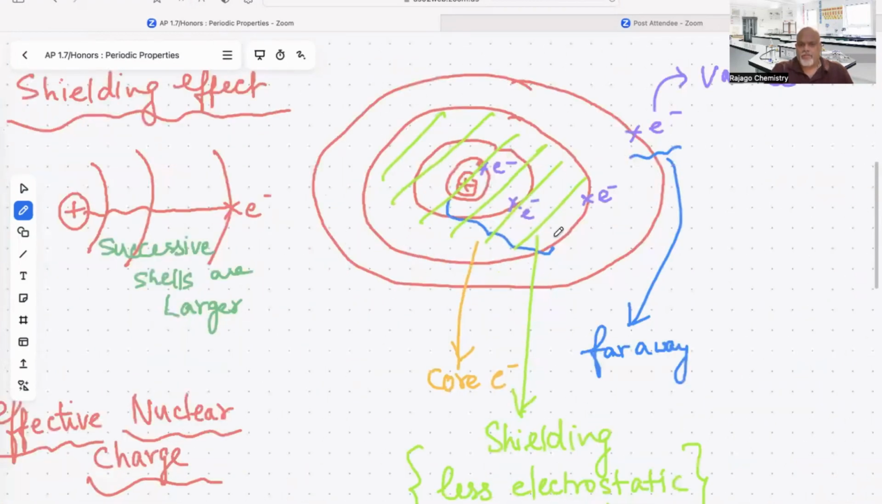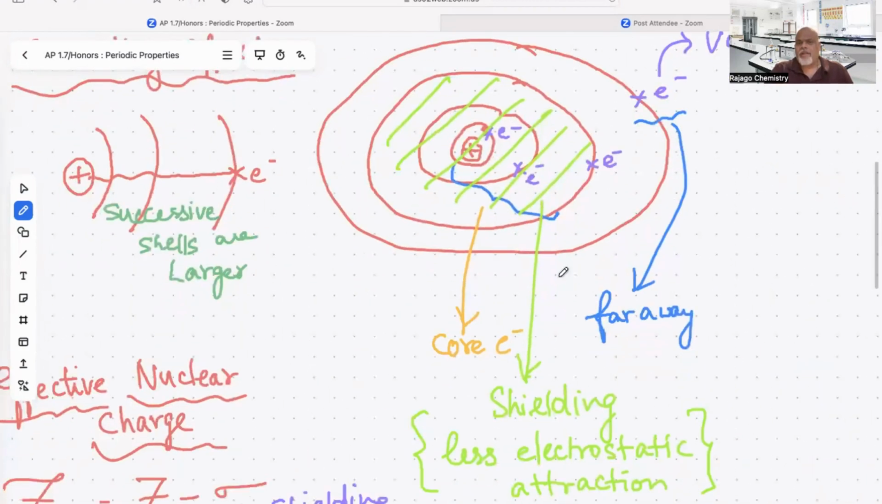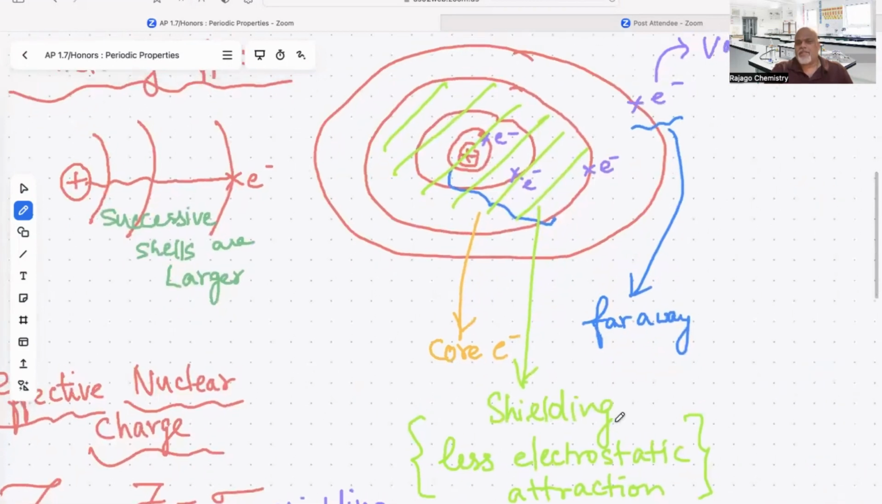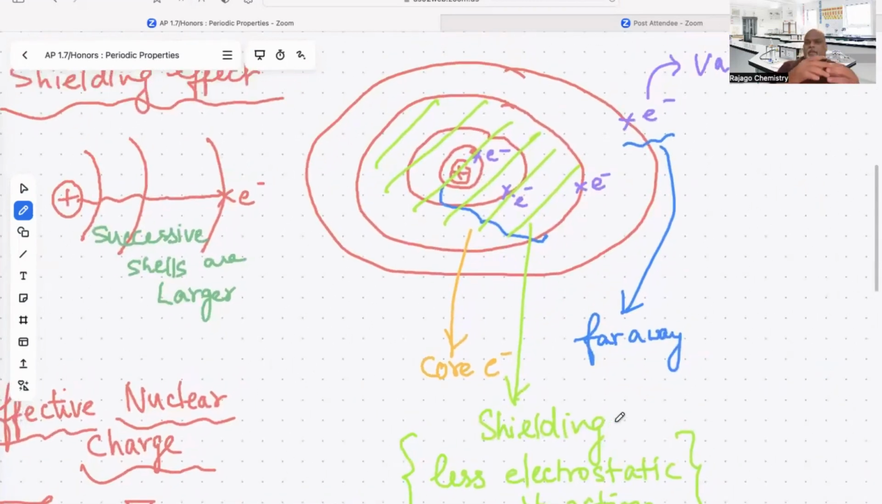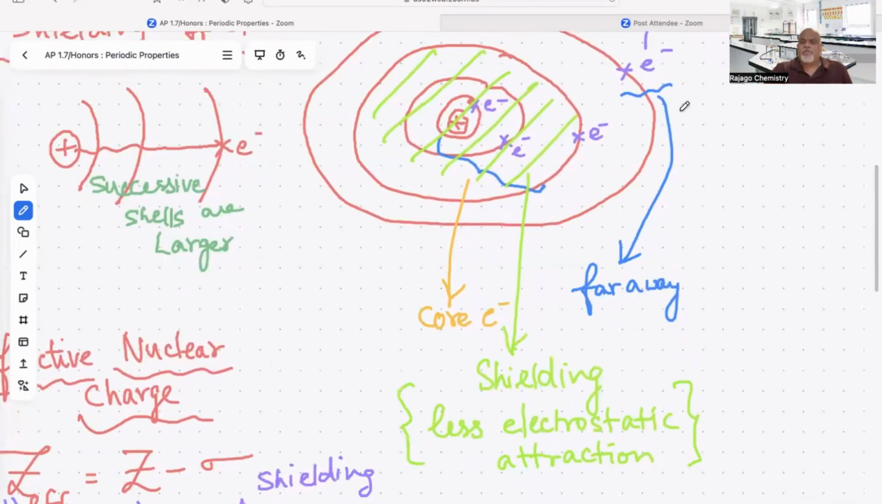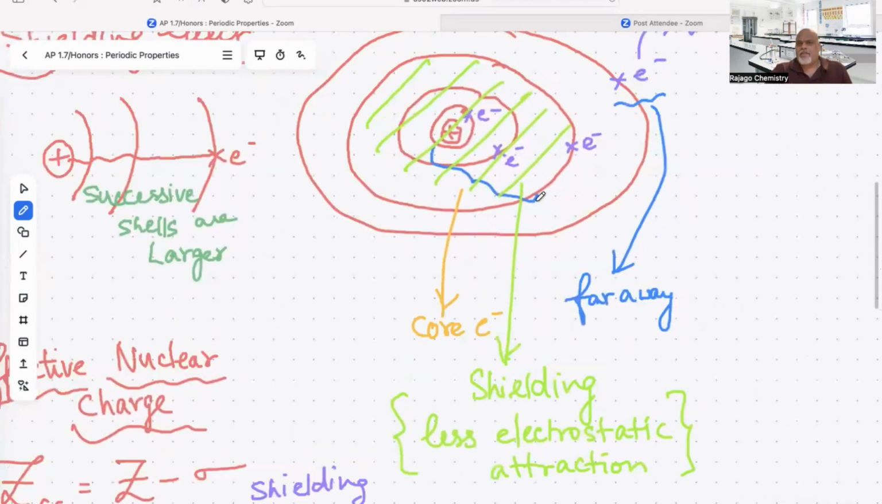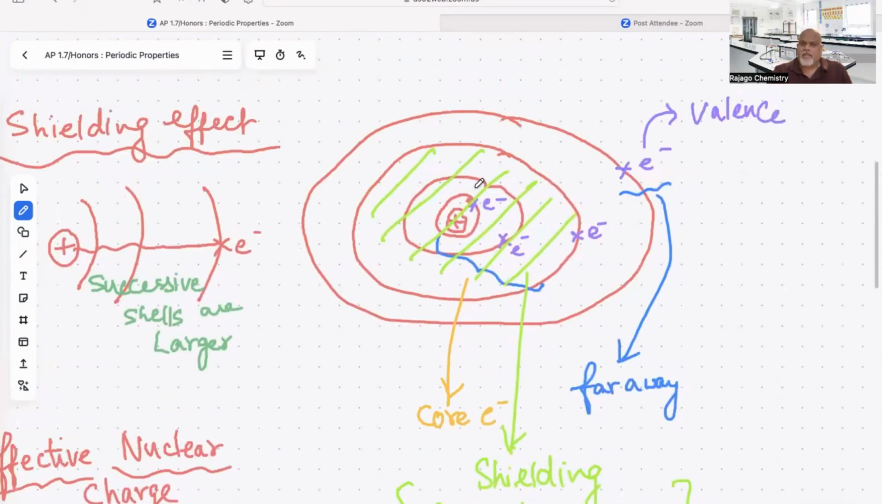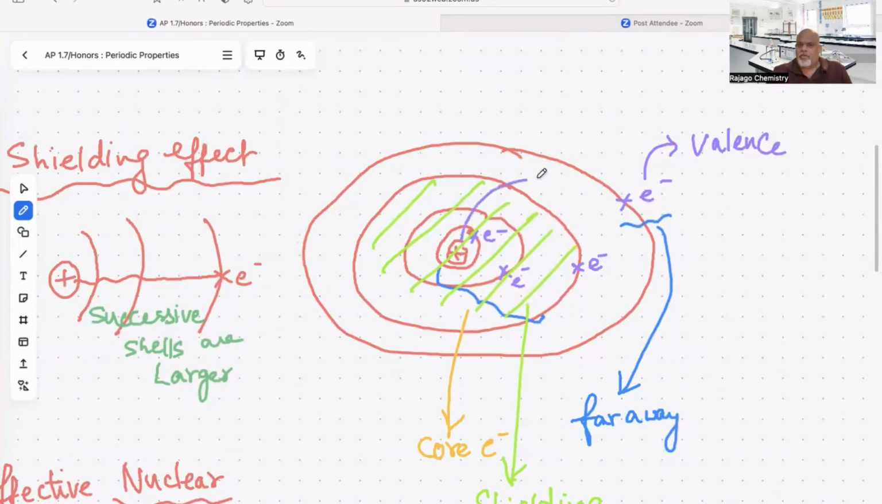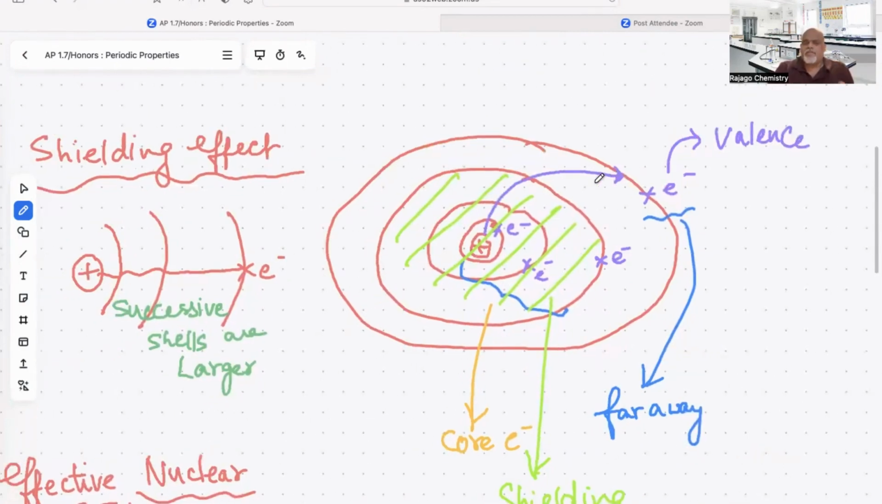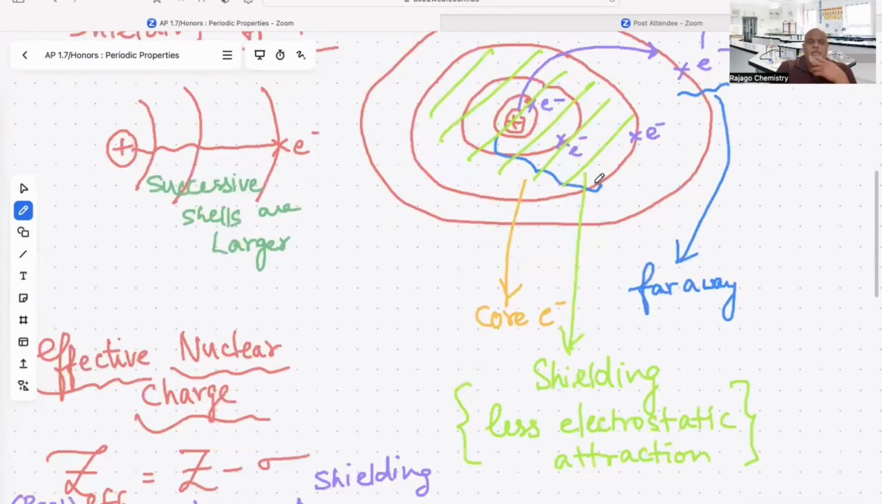The core electrons revolve around and create what is called shielding. It is like a protective shield that they create, by which the outer electron is let loose. This reduces the electrostatic attraction that the nucleus can impose on the outermost electron. This is called the shielding effect. This is a very important concept.